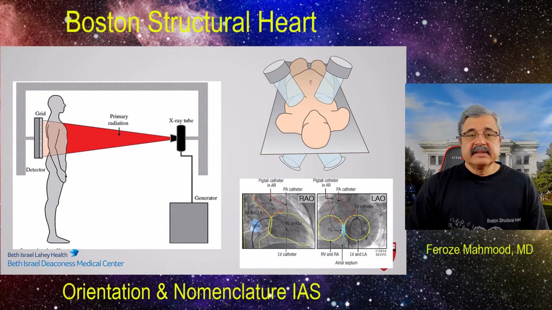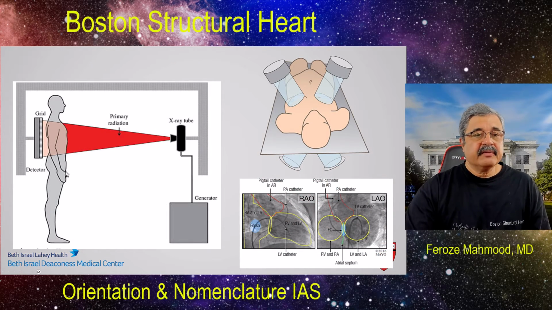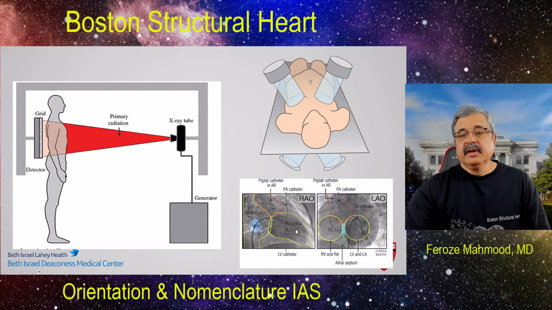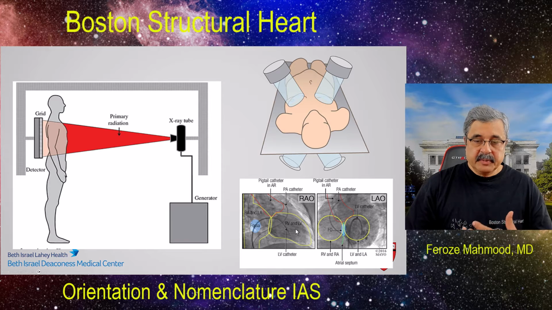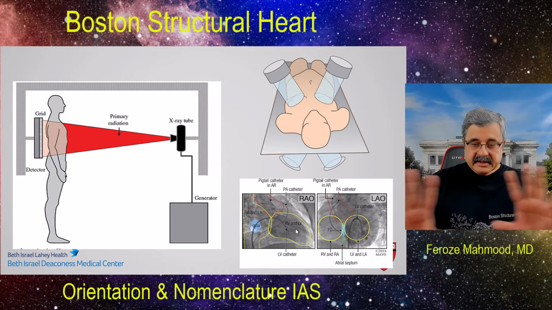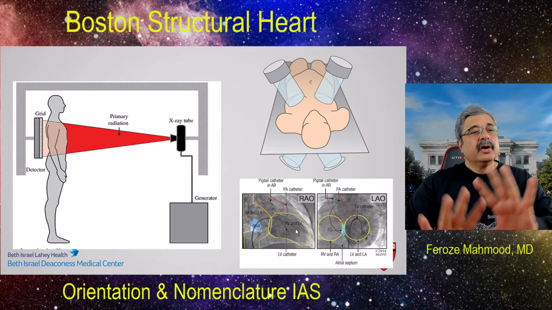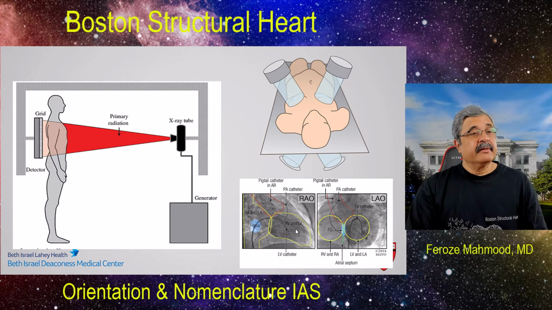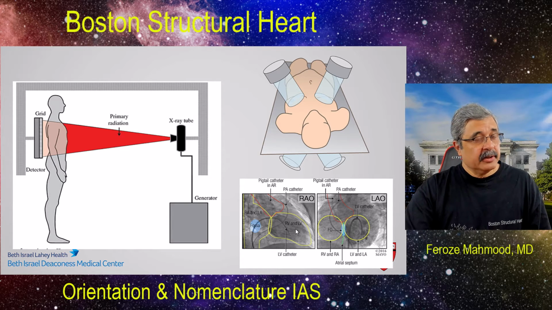So therefore, as you can see, the X-ray tube is in the front. This is the primary radiation. This is the detector. And that leads to the projections of the LV, the RV, the fossa ovalis, and the right atrium and the left atrium in a plastered fashion in a single dimension on the screen, which does not conform to the tomographic display of anatomy that we see during echocardiography.